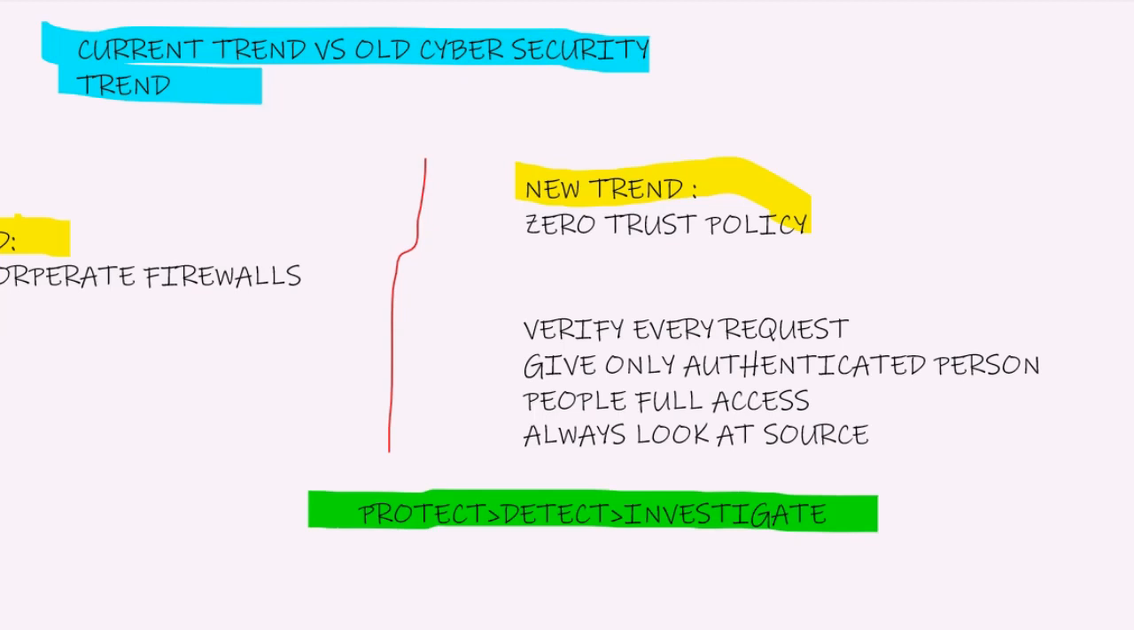Next, we always have to look at the source of a request, no matter what request arrives. Even after verifying the request, we should look at the source, because here we cannot take a risk to hamper our security. So the new zero trust policy basically works on protect, first of all protection of data, second detect, and third investigate. So now you may ask how we can do that?